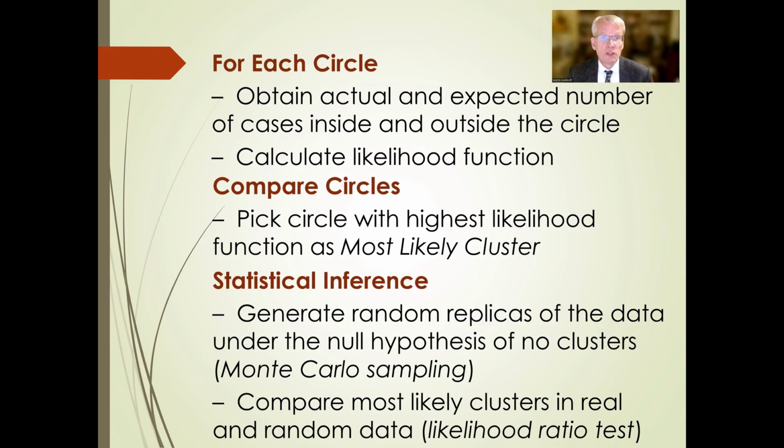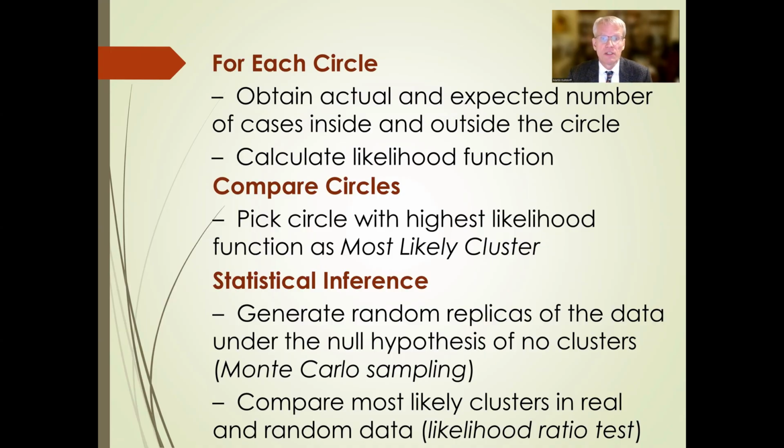So what we do with the spatial scan statistic is that for each circle, we obtain the actual and expected number of cases both inside and outside the circle. And then for each circle, we calculate the likelihood function. Then we compare all those circles, and we pick the circle with the highest likelihood, which is the most likely cluster. That is the cluster that's least likely to have occurred by chance. Now, by definition, there will always be one of those circles which has the highest likelihood. So the question is, is the likelihood so high that it's unlikely to be due to chance?